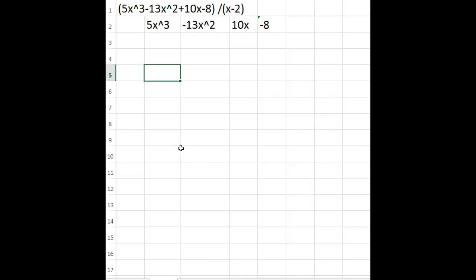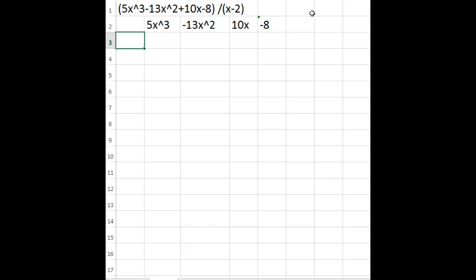This video explains using Excel for synthetic division of polynomials. When we're doing synthetic division, oftentimes it's hard to keep track of where everything is. So one way we can do that is in Excel. What I have in cell A1 is the original division problem: 5x cubed minus 13x squared plus 10x minus 8, all divided by x minus 2.